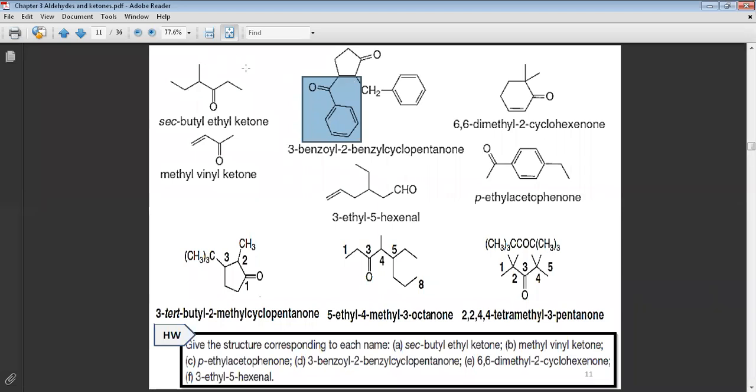And the other is easy. This is easy for you. And look, secondary butyl ethyl ketone. Did he use the IUPAC system or the common name here? Common name. Yes, he used the common name here. Okay, secondary butyl. This is the secondary butyl, the butane. Secondary butyl ethyl ketone.